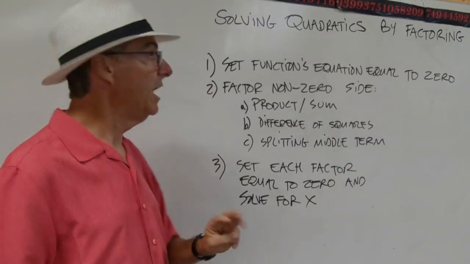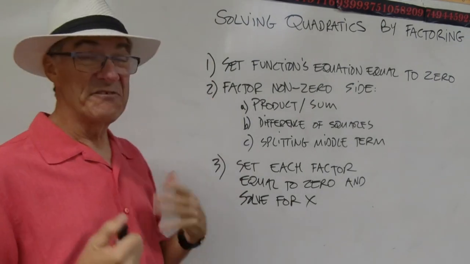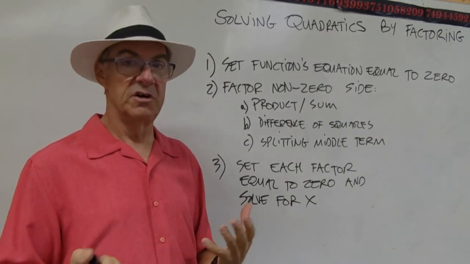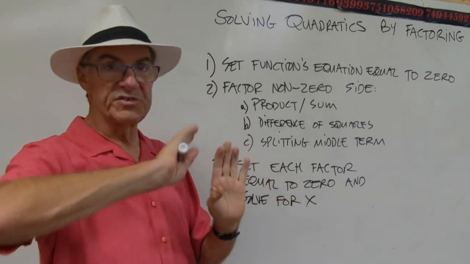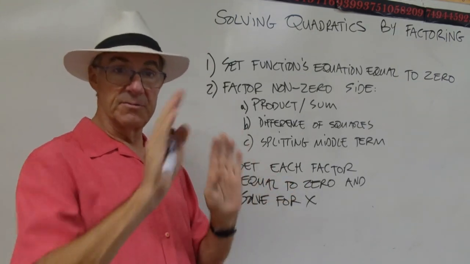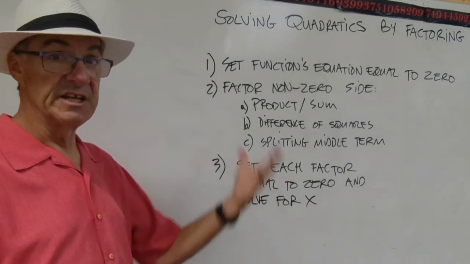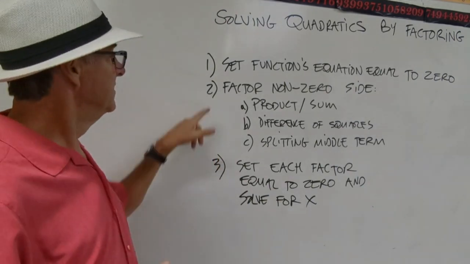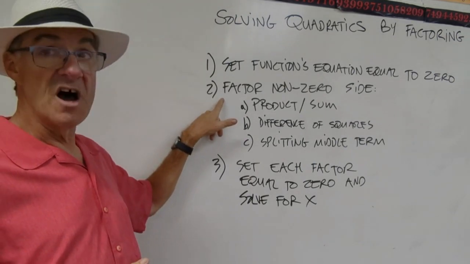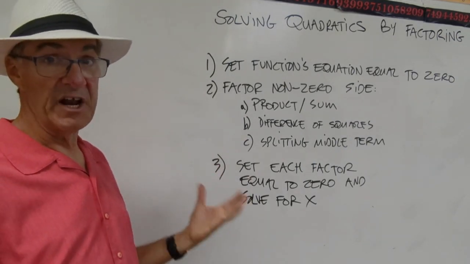Here are the steps, three quick little steps. First thing, set the function's equation equal to 0. So we're not going to write f of x equals some quadratic. We're going to write some quadratic equals 0. Typically, we put a 0 on the right-hand side, leave the function on the left-hand side. Second thing, factor the non-zero side. So take that quadratic and factor it.